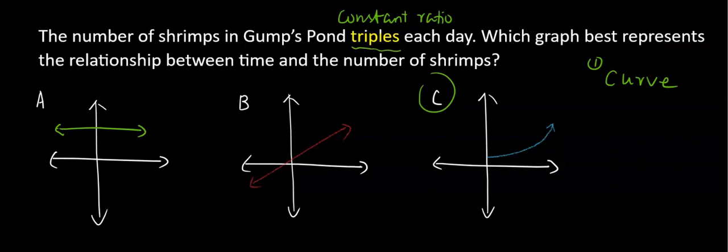A did not change. For example, if I say this is 0, this is 1, 2, 3. A tells us Y is 3. As days go by, it's forever 3. Let's look at B. B is linear. Remember, if it's exponential relationship, it has to be a curve. Okay? Therefore, we choose C.